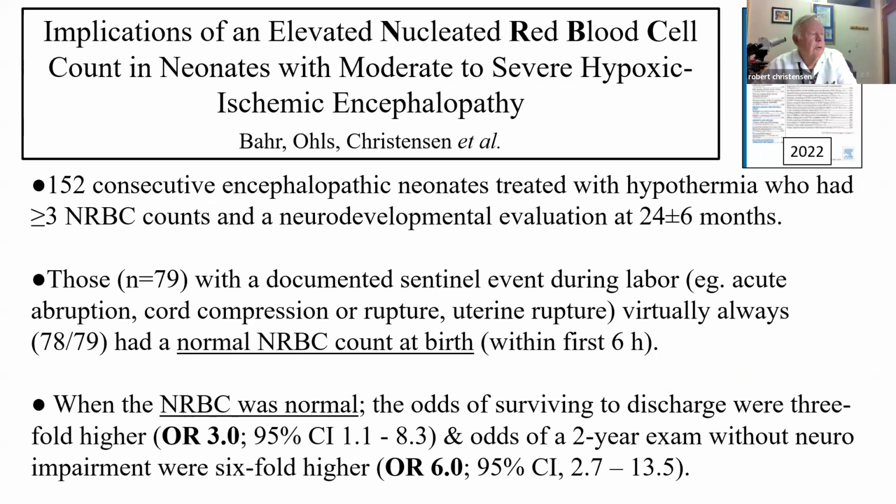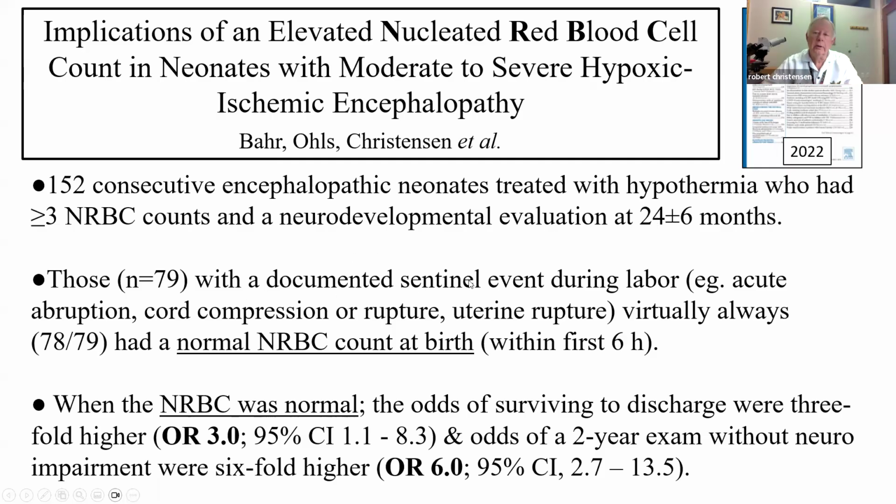Now, this study, also from 2 years ago, looks at neonates in our multi-NICU healthcare system who were cooled for therapeutic hypothermia. So they all had evidence of moderate to severe encephalopathy. There were 152 of them in this particular study who had encephalopathy, who were cooled, and who had 3 or more nucleated red cell counts done in the first days, and who also had a thorough neurodevelopmental evaluation at about 2 years of age.